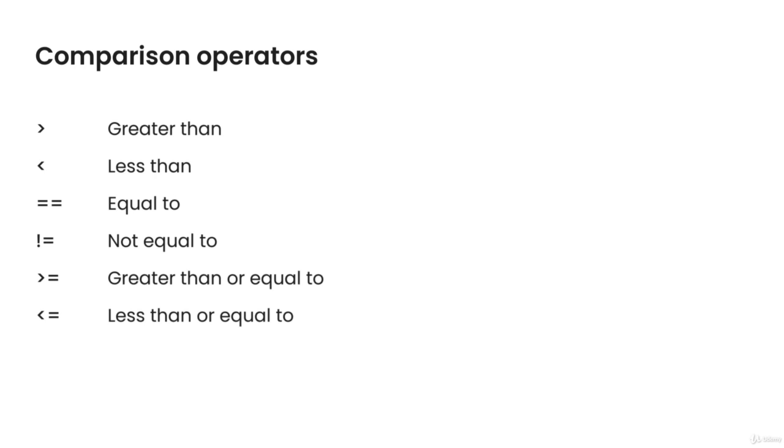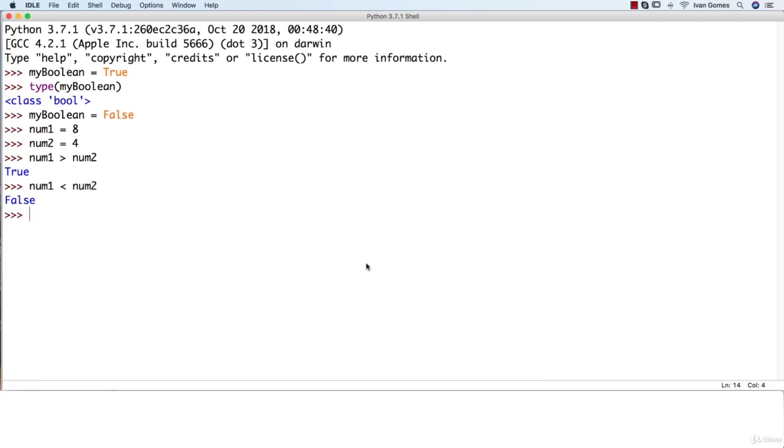So let's go back to the code and make some more comparisons. So let's check if num1 is equal to num2. Don't forget to use two equal signs, because if you do this with one, then you're assigning the value of num2 to num1. If you want to do the comparison, you should use two equal signs. So now it returns false. Let's change the value of num2 and put it to 8. Let's make the comparison again. And now it returns true.